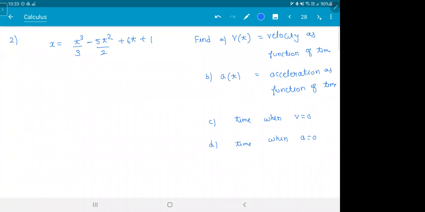So x is t cube by 3 minus 5t square by 2 plus 6t plus 1. Find velocity as function of time t, acceleration as function of time t. Velocity is dx by dt. You need to remember this. Acceleration is change in velocity by change in time, so dv by dt. Remember what is dv? Small change in velocity. d means small change. So small change in velocity by small change in time, that is acceleration. Small change in position by small change in time, that is velocity. Try, 2 minutes.